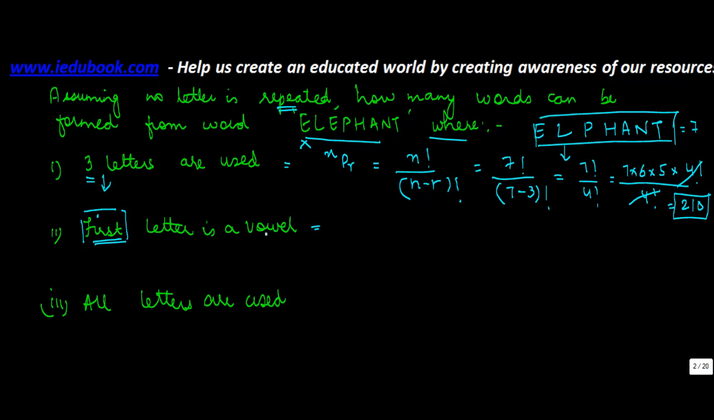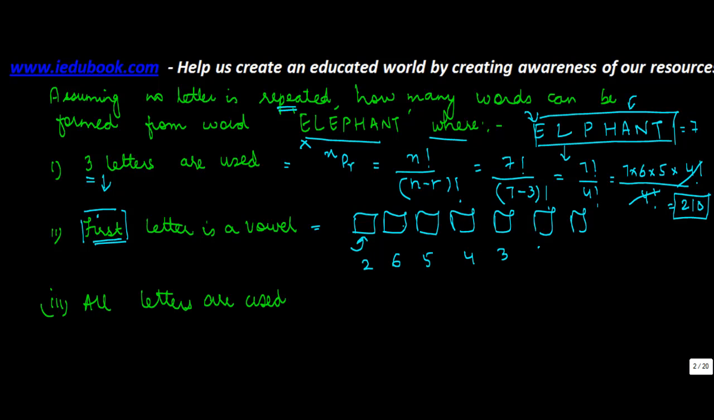Now how many vowels do you have here? First is E, A, 2 letters. So in this case, let's say you have something like this. One, two, three, four, five, six, 7. So this first alphabet can be filled in only by 2 letters. The second one, once this is used, there is no repetition. This can be filled in any of the 6 ways. Then 5, then 4, then 3, then 2, then 1.